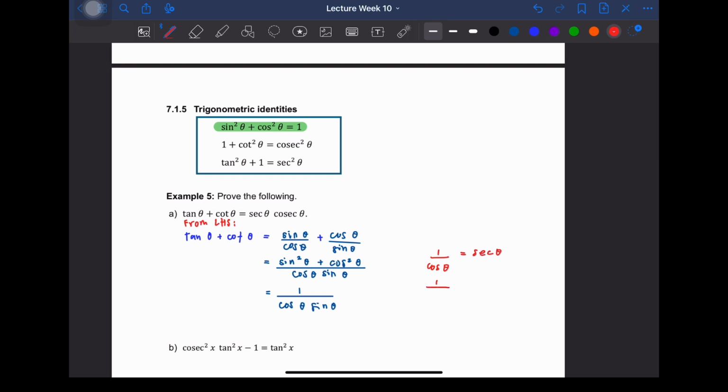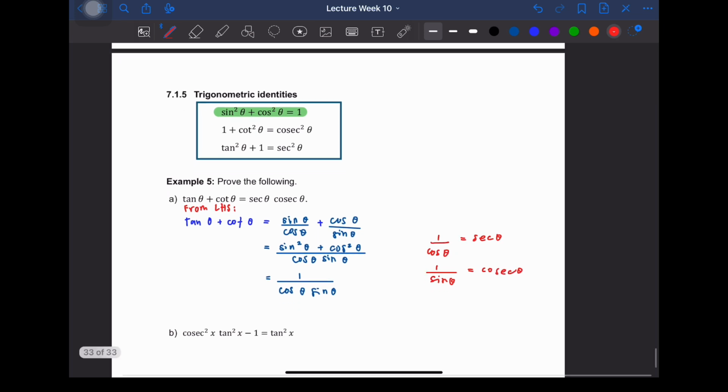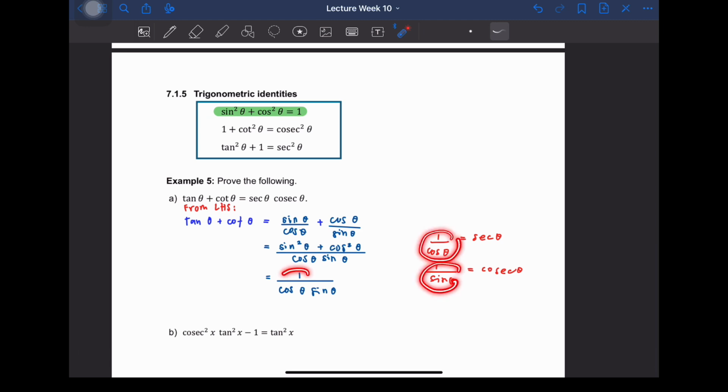And then 1 over sine theta is equal to cosecant theta. Okay, so kita ada dua-dua dekat sini. We have 1 over cos and 1 over sine. Okay, 1 over cos we have over here, and we also have 1 over sine theta over here. Okay, so kita akan terus tukar dia jadi secant theta, cosecant theta.